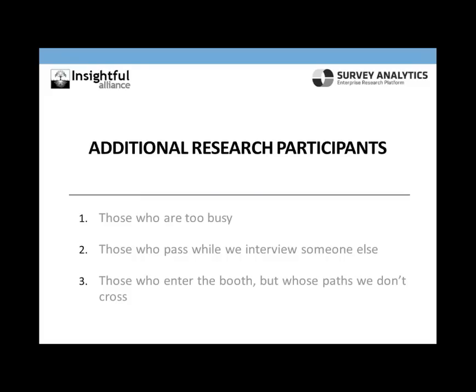The second group was those who might have passed us while we were interviewing someone else. And everyone knows that's the biggest frustration in doing intercepts. You cringe because you've got 30 people walking past you while you're conducting an interview. So again, we realized if we could somehow make the QR code available in the booth and visible, then maybe if we're busy interviewing someone else, people might see the QR code, scan it, and do the survey themselves on their phone.